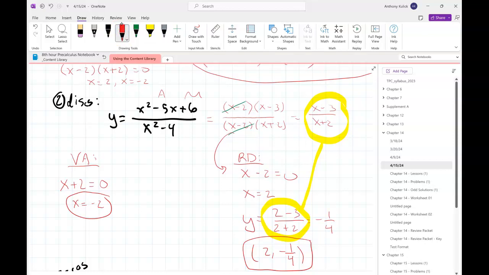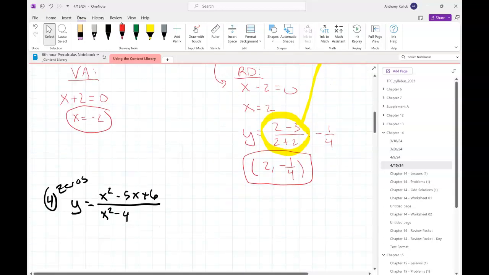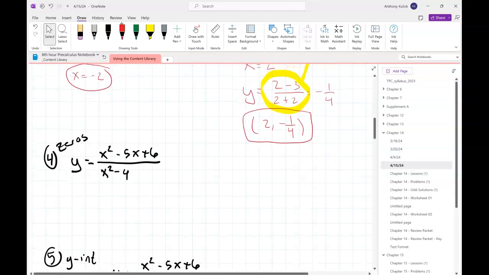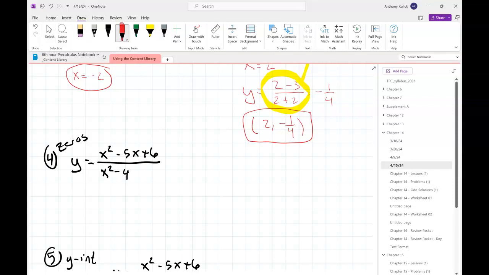Questions so far on that? Okay. How about the zeros? How do I find the zeros for the function? Close, you're closer than before. Yes, it's the reduced numerator set equal to 0.